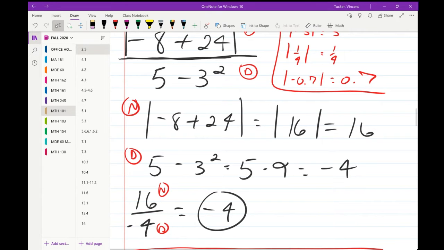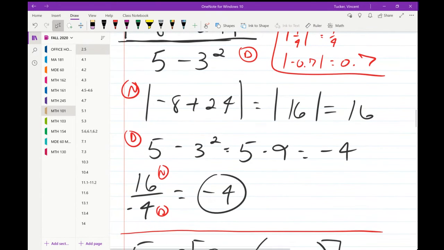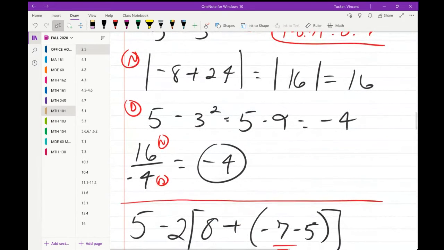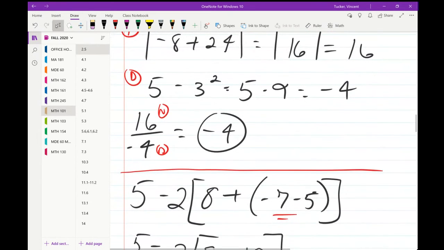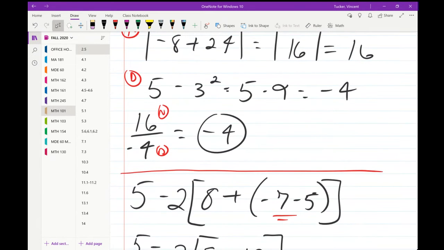All right, questions? All right, so next one. 5 minus 2 times the quantity of 8 plus the quantity of negative 5 minus negative 7 minus 5. There you go.